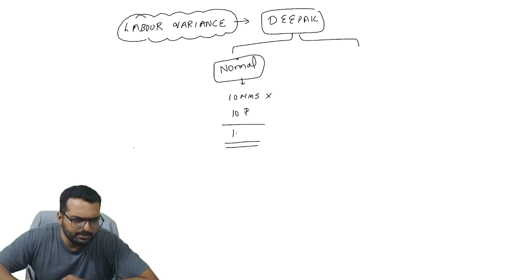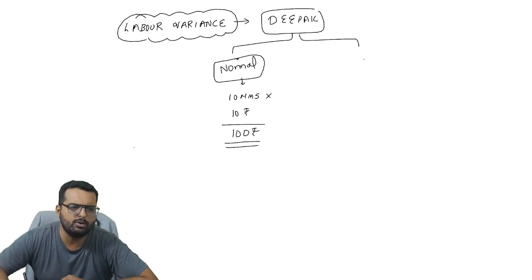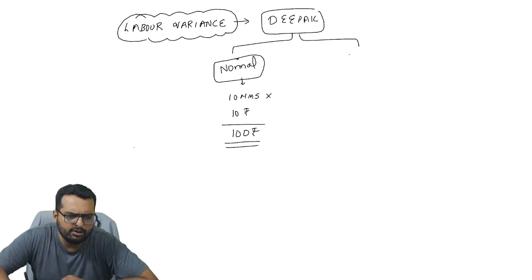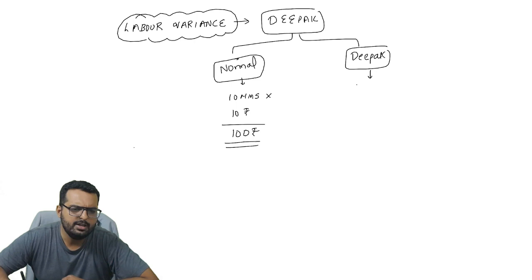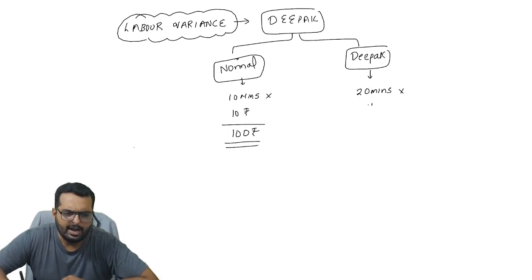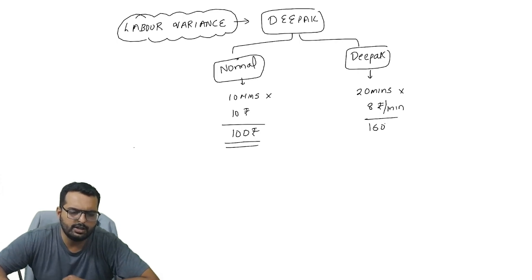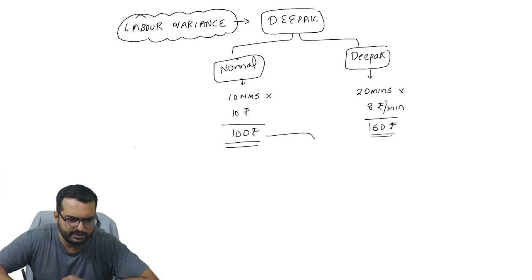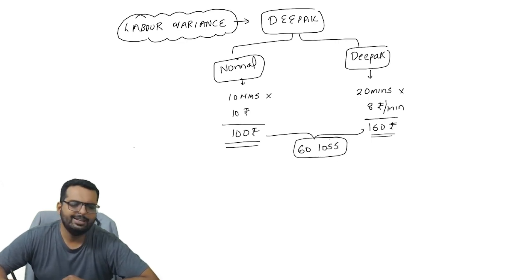So tell me, friends, how much is the total cost that will be incurred to make a fish fry? 100 rupees. But friends, now who is making this fish fry? Deepak. This fellow consumed 20 minutes to make a fish fry. So the owner got frustrated and paid Deepak only 8 rupees per minute. How much total did he get? 160. What is the loss that he has made over here? He has made a loss of 60.